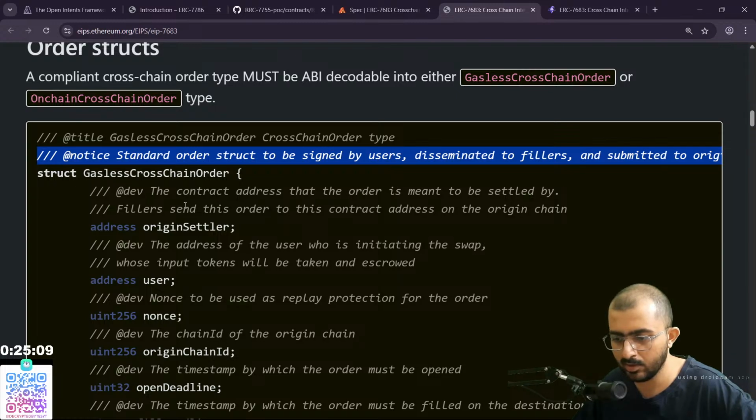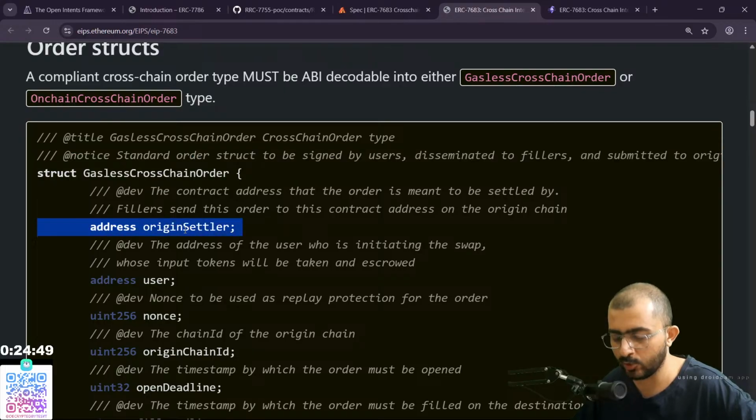Origin settler address. The filler sends this order to this contract, the contract address that the order is meant to be settled by. The filler sends this order to this contract address on the origin chain. Okay, so this is the settler contract whose input tokens will be taken and escrowed. So this is the end user.